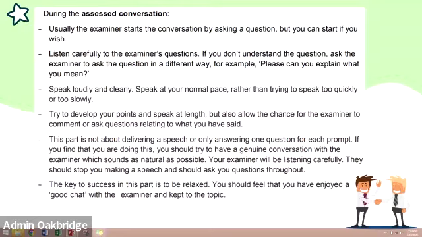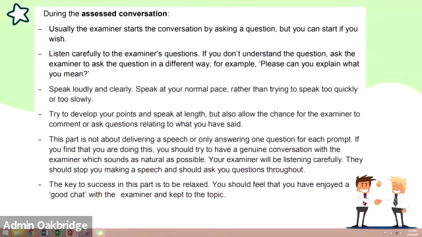Speak at your normal pace rather than trying to speak too quickly or too slowly. Don't be nervous. It's a speaking test, I know, but speak at your normal pace. That means just like how you speak at home, at your house, to your parents, to your friends. You don't have to speak too fast, or too slowly. Don't go too slow, or the time will be running out.